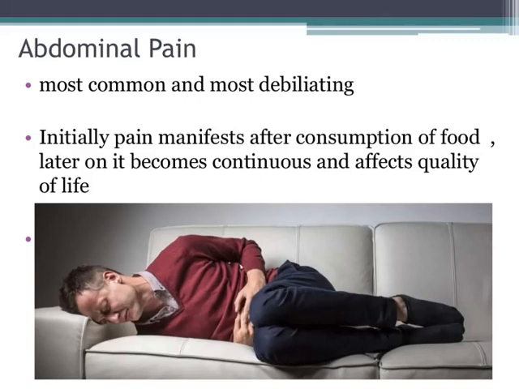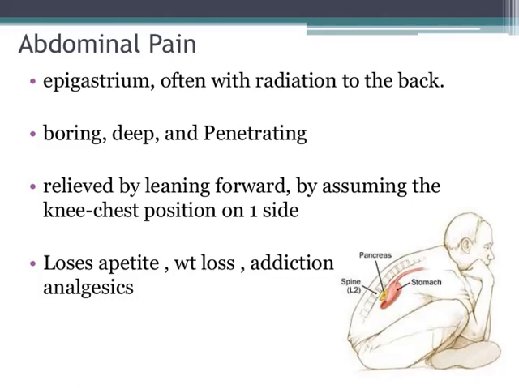Abdominal pain is the most common and most debilitating. Initially, pain manifests after consumption of food. Later on, it becomes continuous and affects quality of life. It is in the epigastrium, often with radiation to the back, boring, deep, and penetrating. Relieved by lying forward or by assuming the knee-chest position on one side. Loss of appetite, weight loss, additional analgesics.